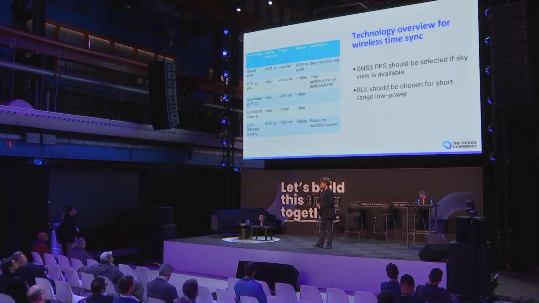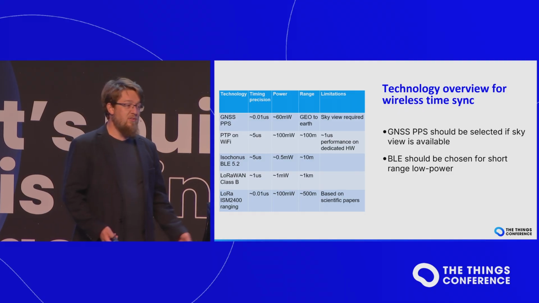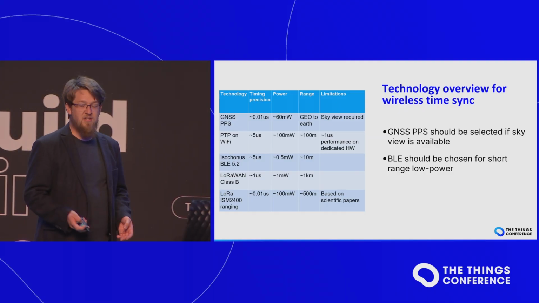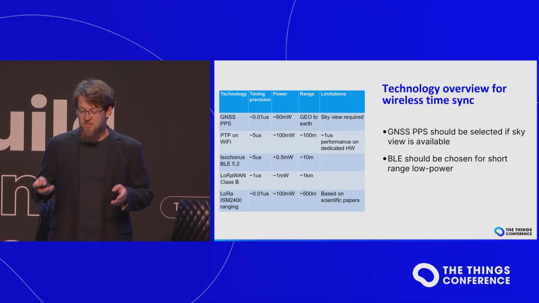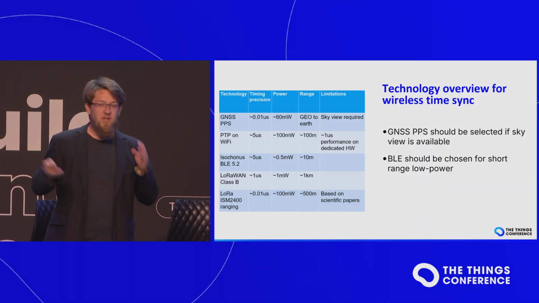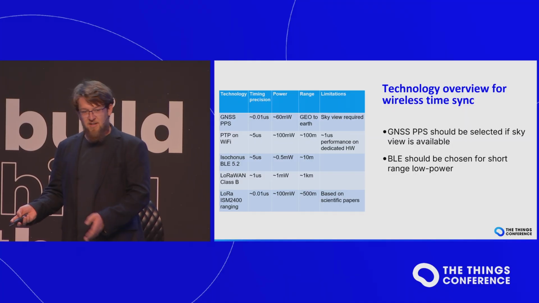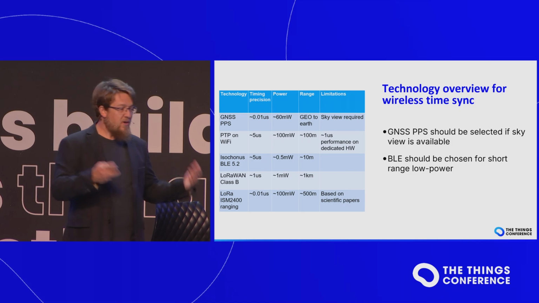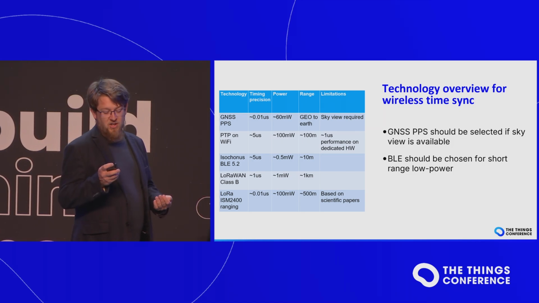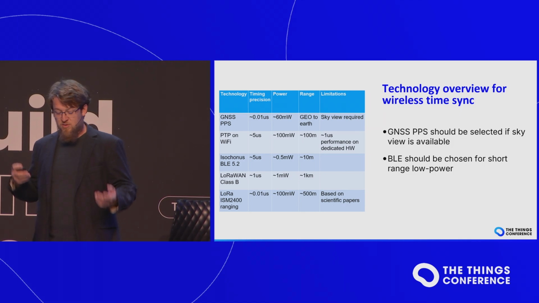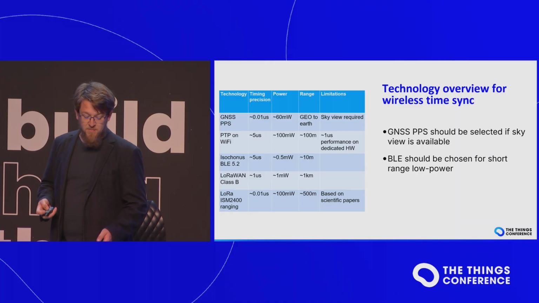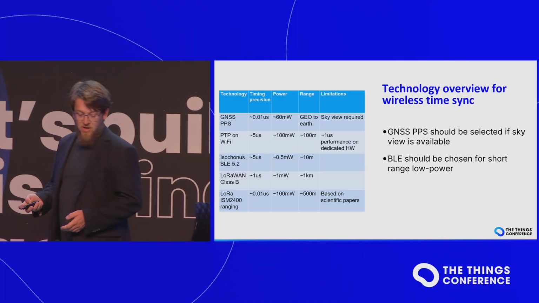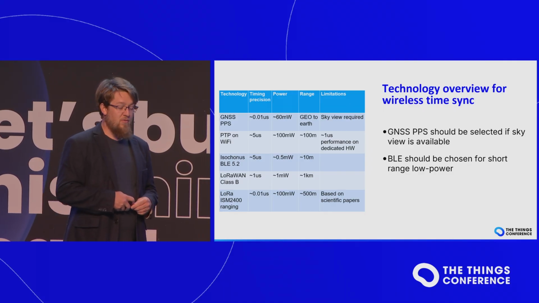First, we need to select a technology. So I have a very easy selection chart here, which is: you should use GNSS PPS, so precise time pulse synchronization, if you can. If you have sky view, if you have GPS, use that. It's by far the easiest and the best thing you can do. And if you don't have sky view, you can use a bunch of other technologies. You can use Wi-Fi, you can use Bluetooth, you can use LoRaWAN Class B, or you can use just pure LoRa, say on 2.4 gigahertz.